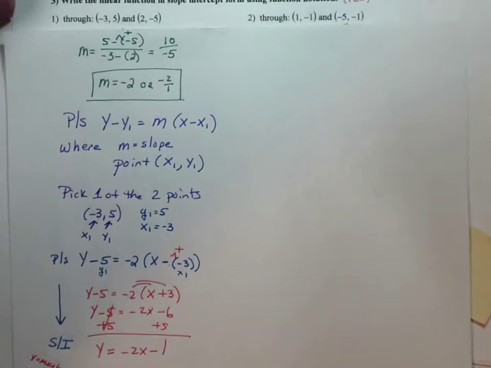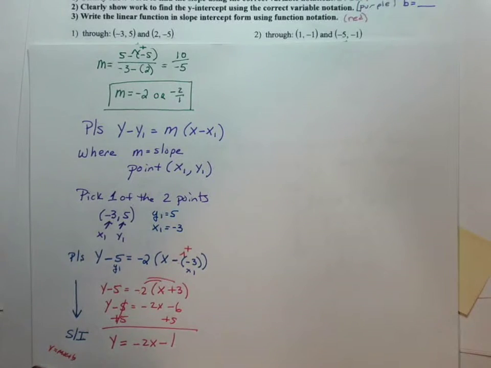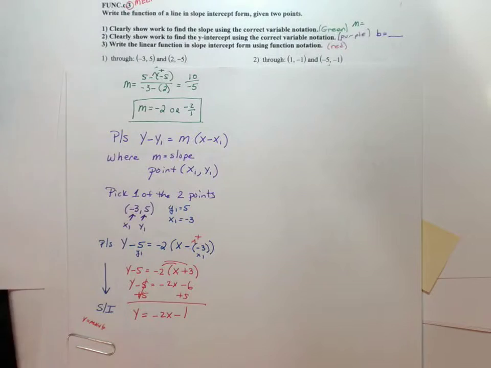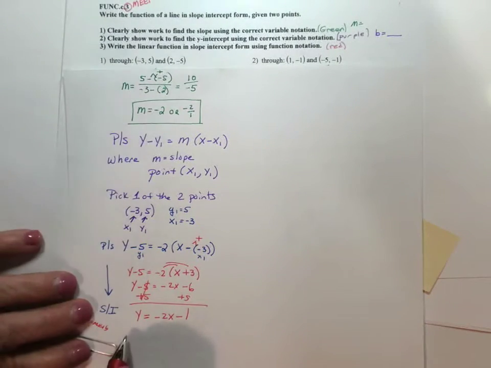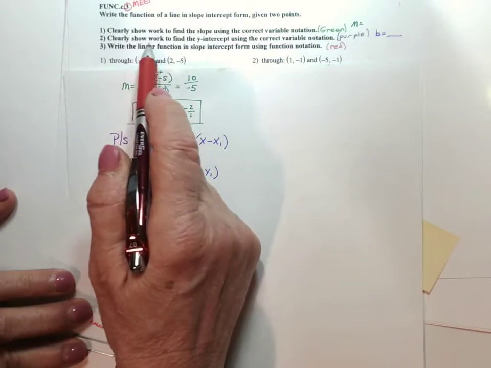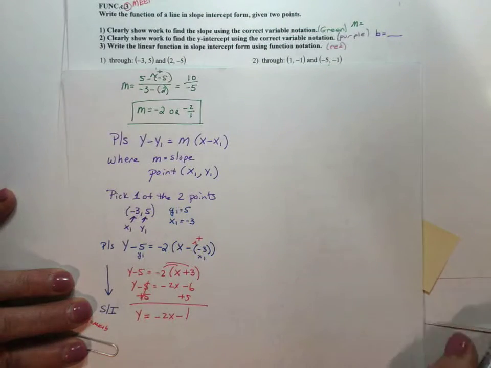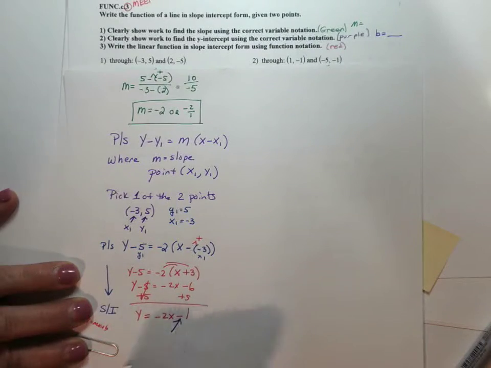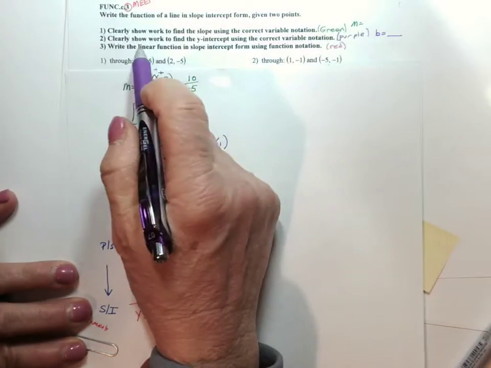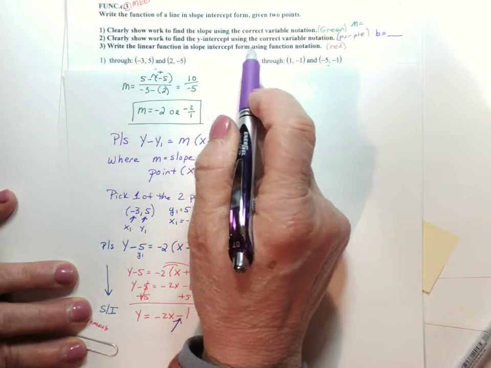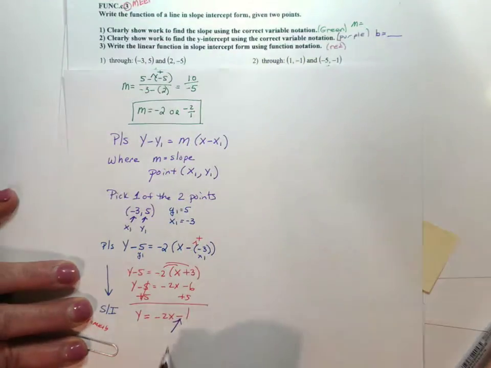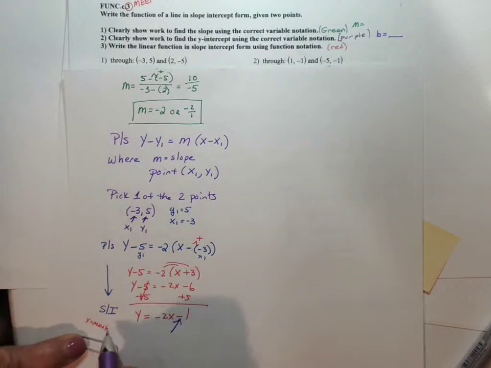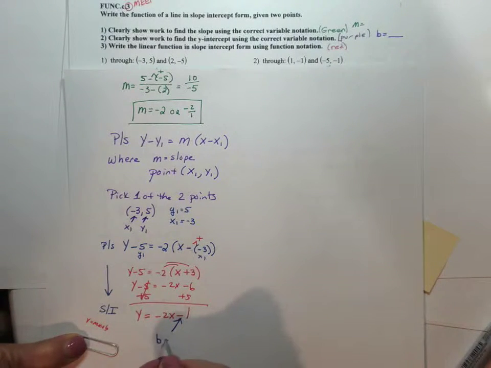Now going back to our instructions, it asked us to clearly show the work. We've shown the work. Okay, the y-intercept, clearly show work to find the y-intercept and use the correct variable notation. So the y-intercept is right here because we have y equals mx plus b. So the y-intercept is -1.